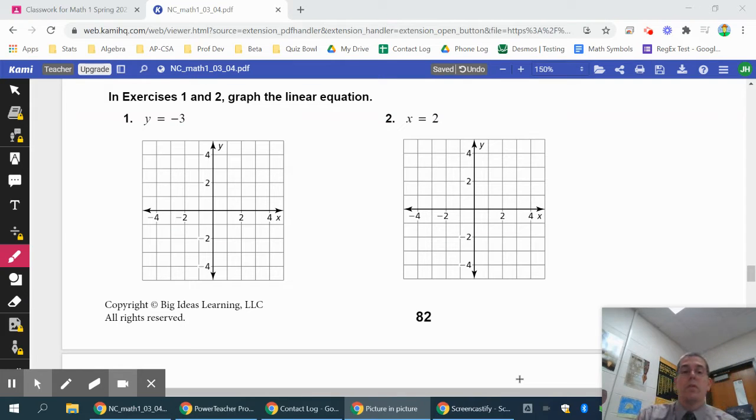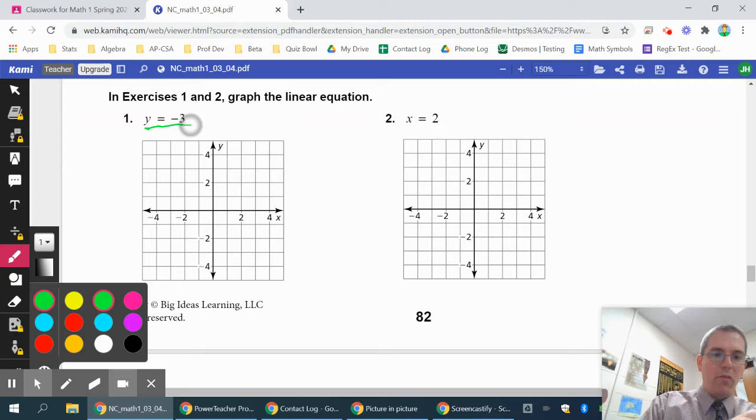Okay, we're going to work through a few examples on this workbook assignment that you may have started the other day. You might want to look back at your notes from a couple days ago from lesson 17 because it has a lot of useful information about how to graph using intercepts, which is what we're basically doing on this page.